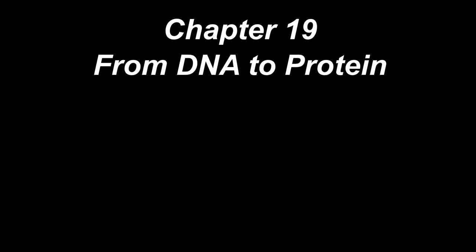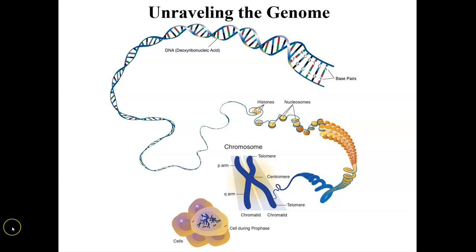Chapter 19 is about nucleic acid, and we're going to talk about the DNA portion of nucleic acid, the RNA portion of nucleic acid, and then how RNA gets transformed into protein. I'm going to start with this big picture idea of DNA and protein and nucleic acids and where it is.